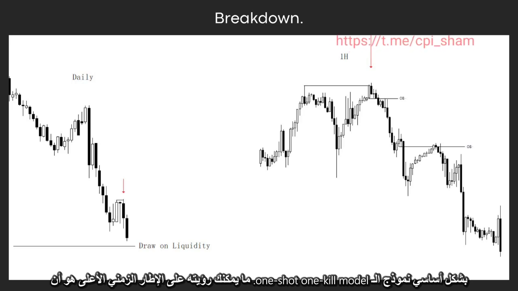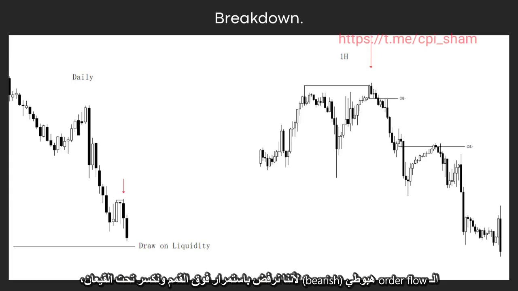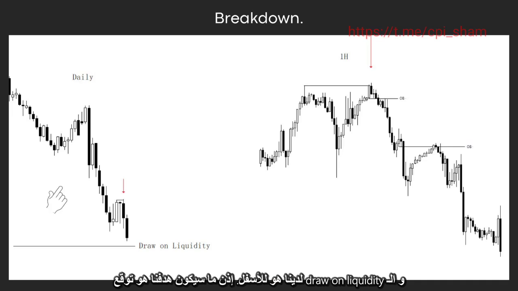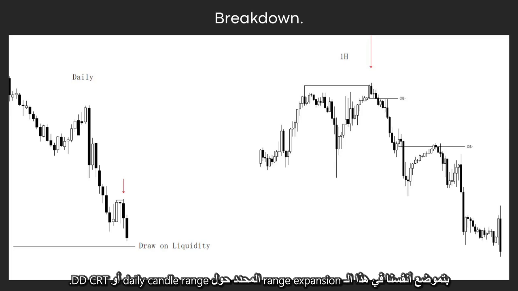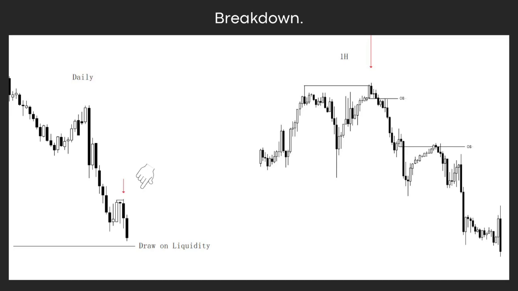What you can see on the higher time frame is the order flow is bearish because we are consistently rejecting above highs and breaking below lows, and our draw on liquidity is lower. So our objective is going to be to expect and anticipate weekly range expansion towards the drawn liquidity lower. And we're going to position ourselves in that particular range expansion around a daily candle range, or daily CRT.